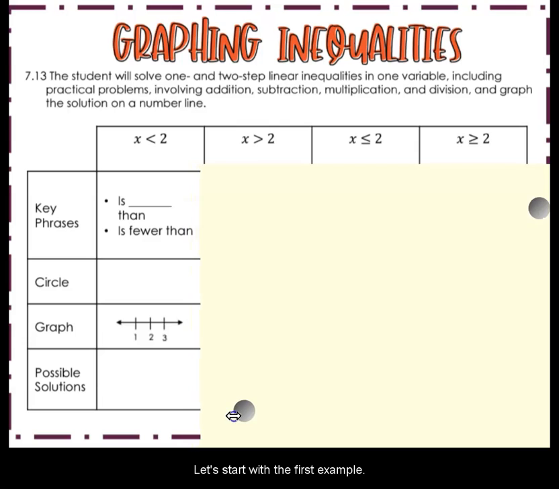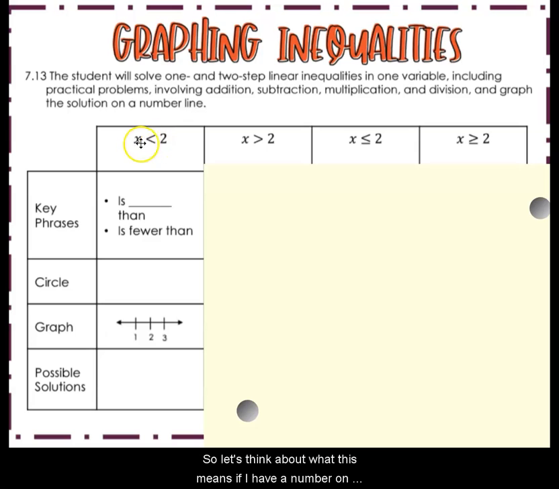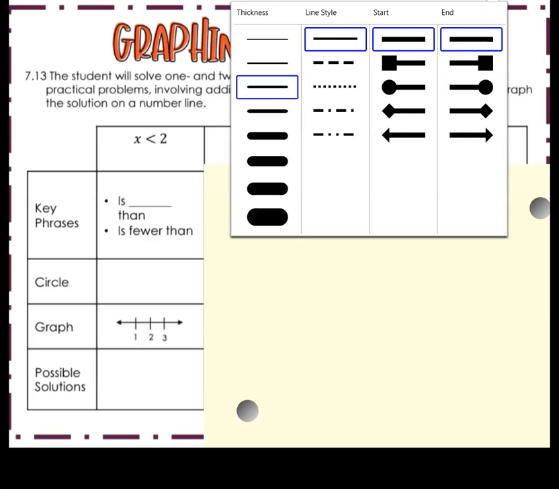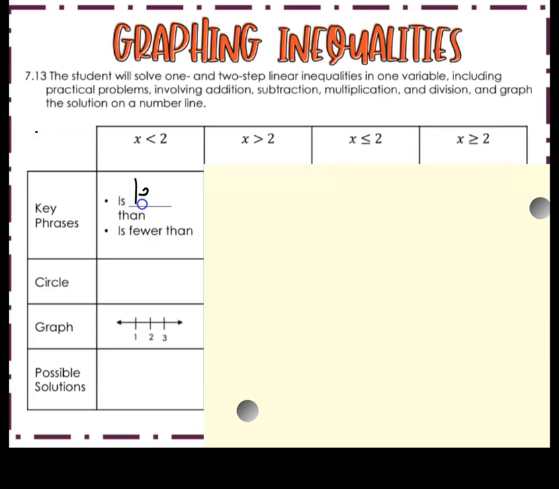Let's start with the first example. Let's think about what this means. If I have a number on the left and this symbol, what that means is that the number is going to be less than. Another word we use for less would be fewer than. So when we look for numbers that are fewer than, that means it can't be 2. It's only going to include numbers that are less than 2.